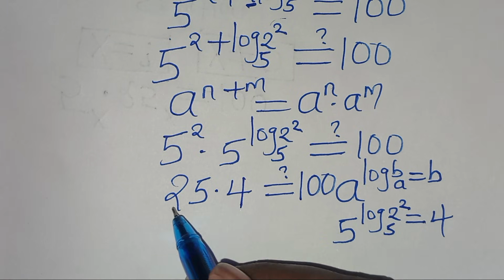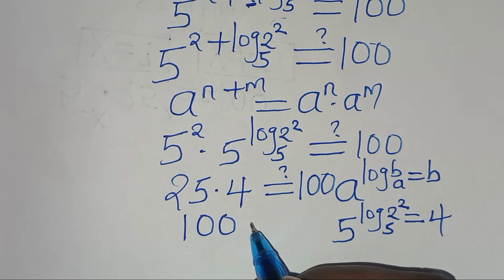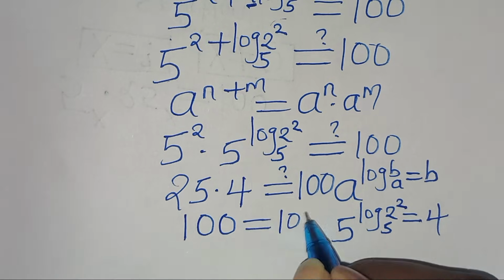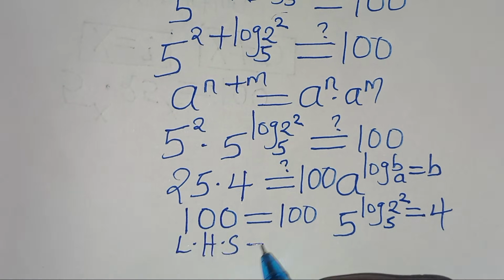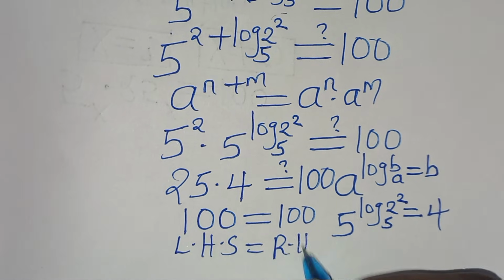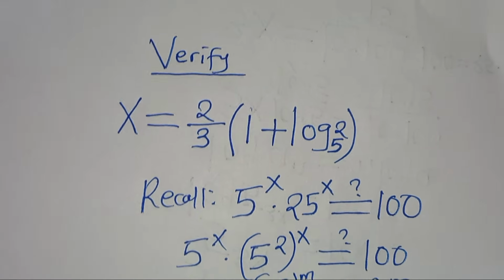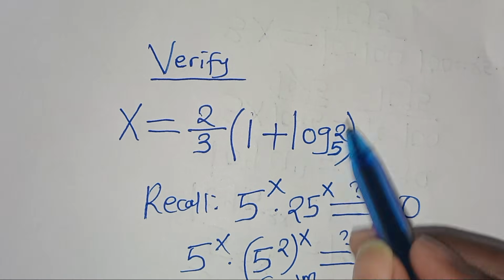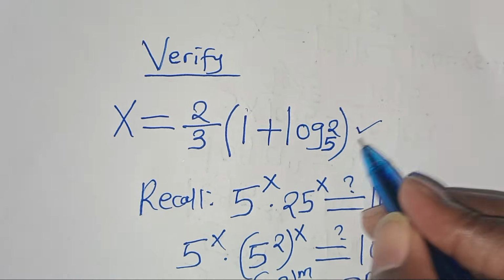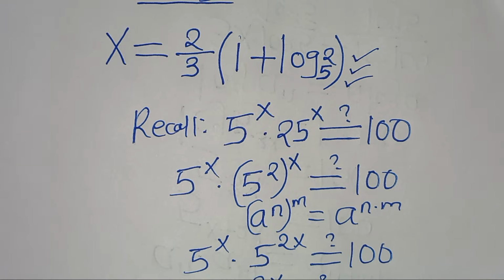And it's clear that 25 times 4 is equal to 100. So the left hand side is equal to the right hand side. And this proves that the value of x, which is equal to 2 over 3 times the parentheses 1 plus log 2 to base 5, satisfies the equation. So kindly follow the steps.